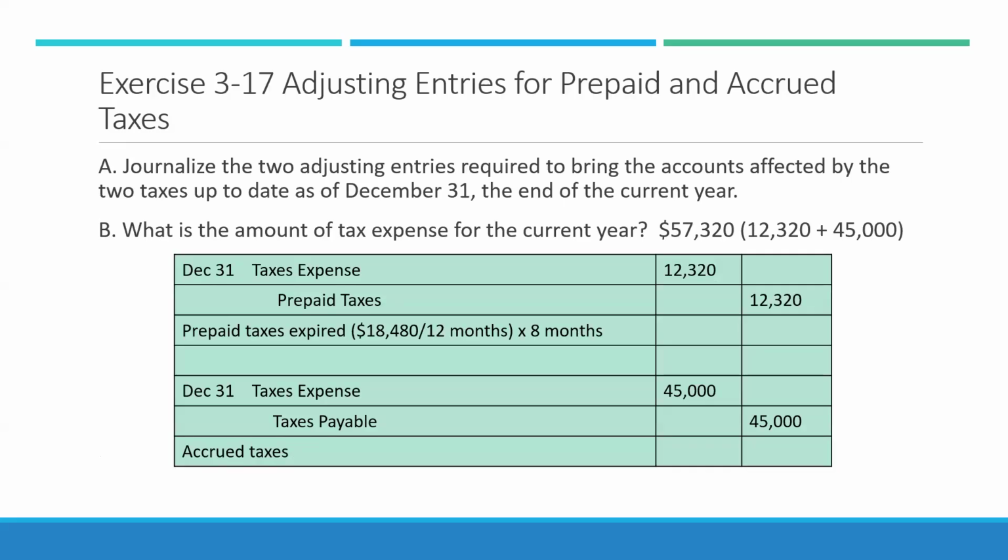Perfect. So 12,320 is what we need to now show is tax expense. Think about it. We paid it May 1st for 12 months. As of December 31st, we've used up 8 months. Does that make sense? That's why we're debiting taxes expense of 12,320 and crediting our prepaid taxes. Then that other tax was all for this year. So in that case, we debit our tax expense and credit our payable.